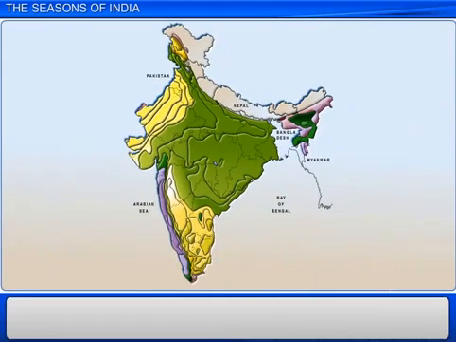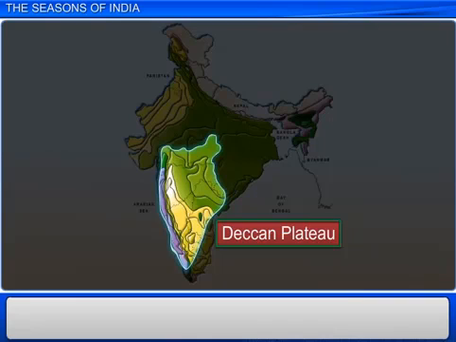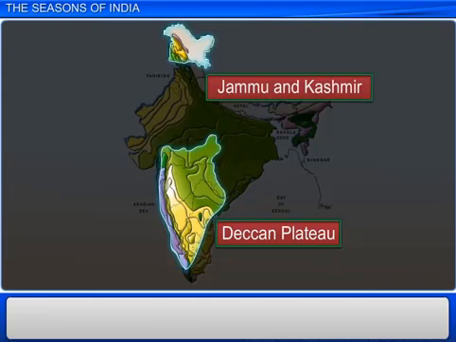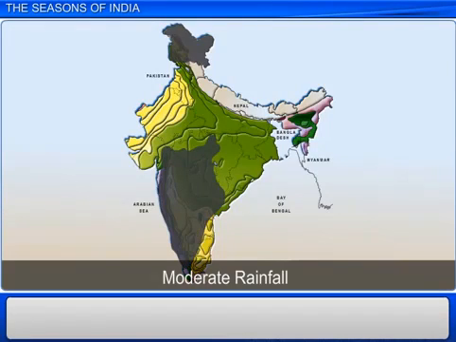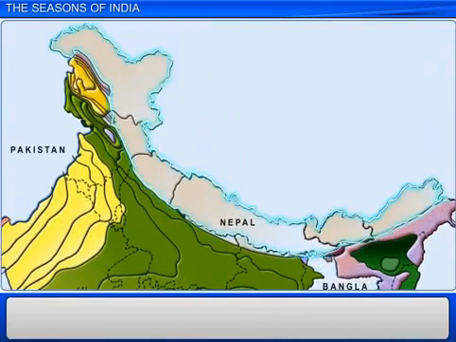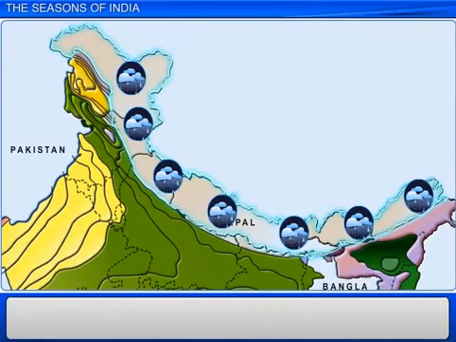Rainfall is equally low in the interior of the Deccan Plateau, east of the Sahyadris, and around Leh in Jammu and Kashmir. The remaining parts of India receive moderate rainfall. Snowfall is restricted to the Himalayan region.